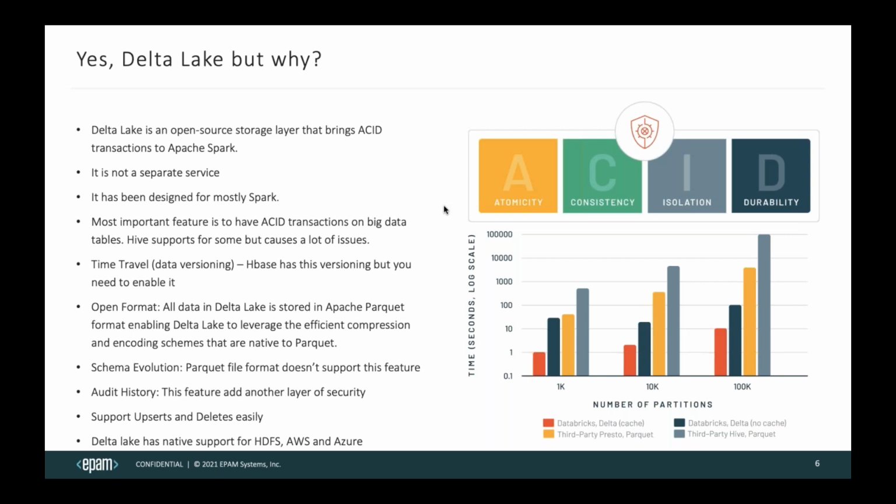If you are not familiar with what an upsert is, it's update and insert. So if it's found, you are doing an update. If it's not, you are inserting new records. And it supports deletes. Also, Delta Lake has native support for HDFS, AWS, and Azure. So whatever you have right now today, you can use it with your current setup.